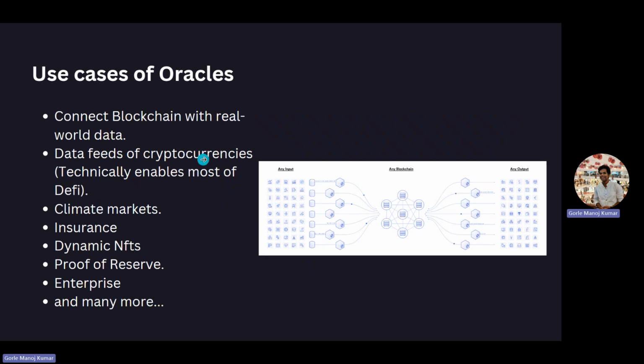And what are the use cases of Oracles? We discussed DeFi a lot, right? How the price in DeFi varies on chain, and how it is going to stay in sync. This all happens with Oracle data feeds. These data feeds are used by smart contracts to fetch the pricing. If pricing is fetched, then DeFi transactions can happen on chain. It is also used for insurance and dynamic NFTs.